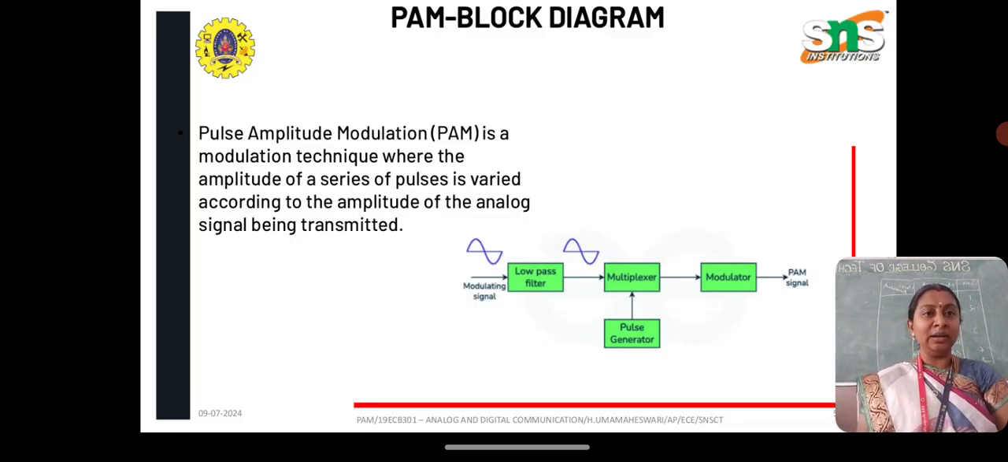This is the block diagram of a pulse amplitude modulation: low pass filter, multiplexer, modulator and a pulse generator. It's a modulation technique where a series of pulses is varied according to the amplitude of the analog signal which is being transmitted.